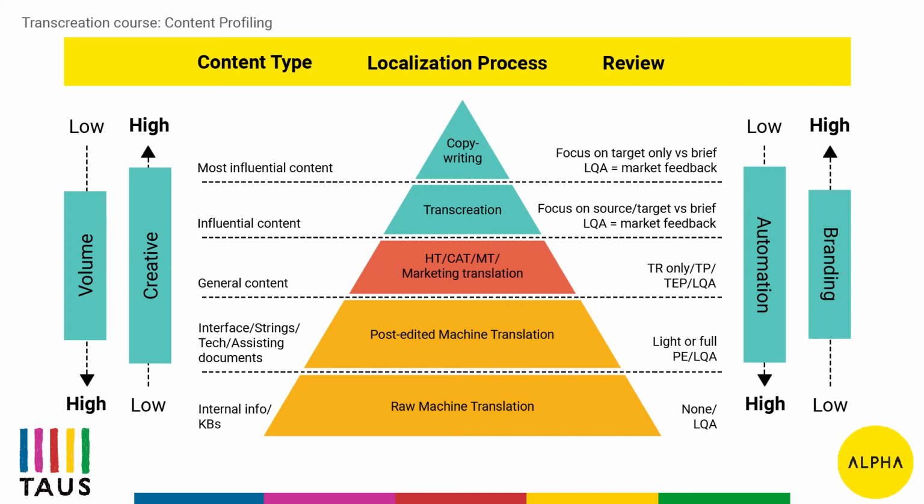Next, there are 5 tranches of the pyramid representing different kinds of content. Each type of content has a different purpose and motivation when being created. There are also different potential processes for making each of these multilingual.